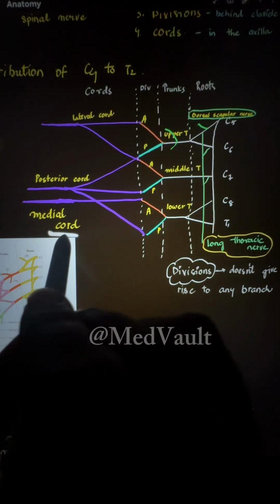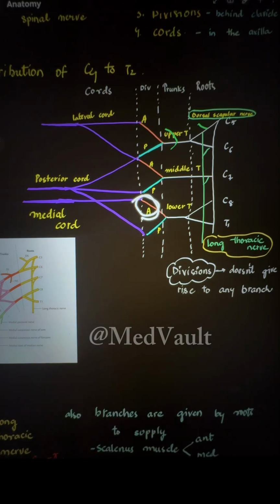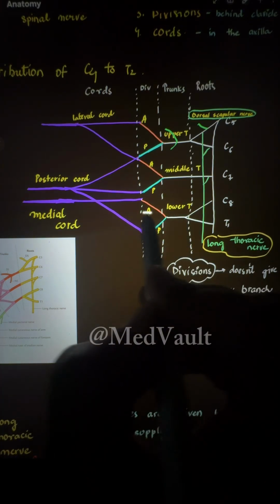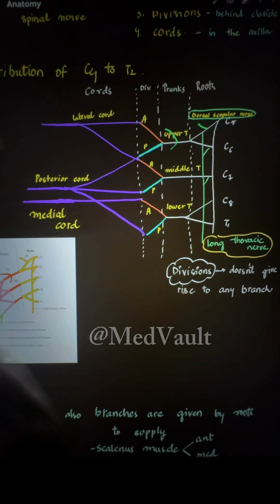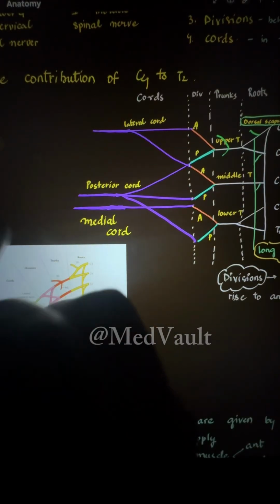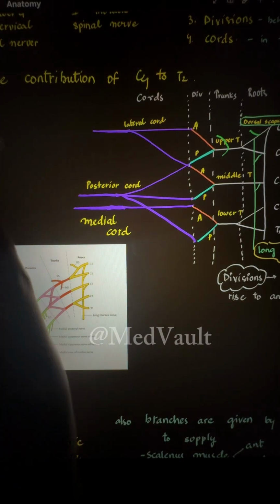Now coming to the medial cord, the only thing that is left here is the anterior division of the lower trunk. So this anterior division of the lower trunk forms the medial cord. Now after this we have branches, but let us stop at this part to avoid confusion.